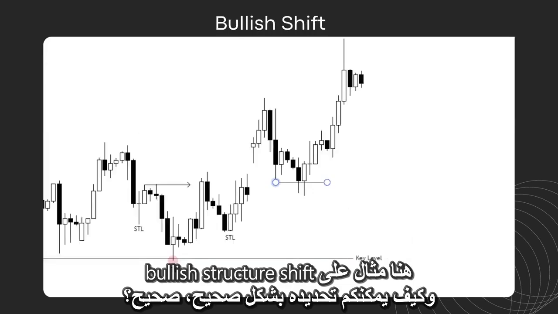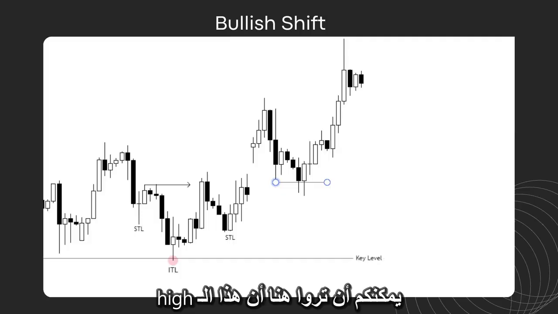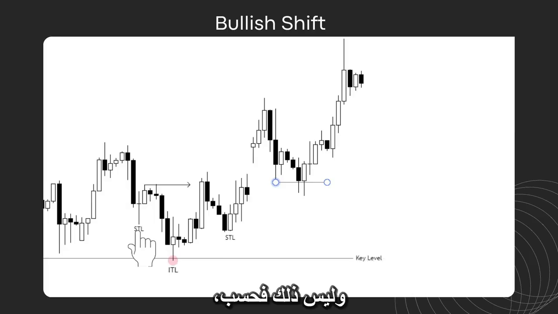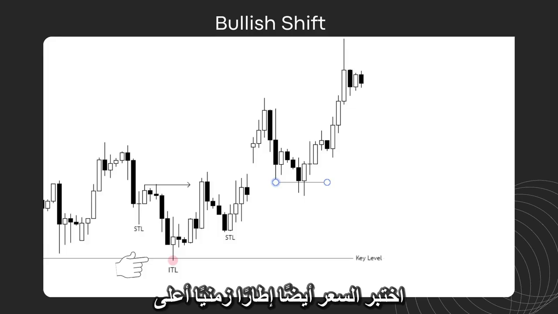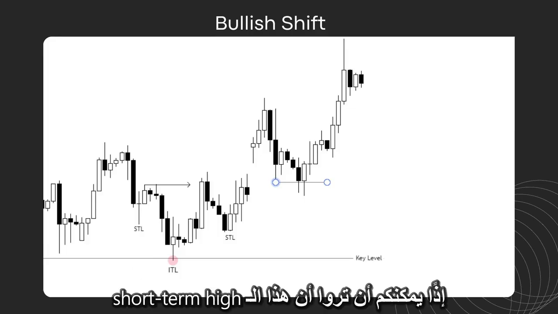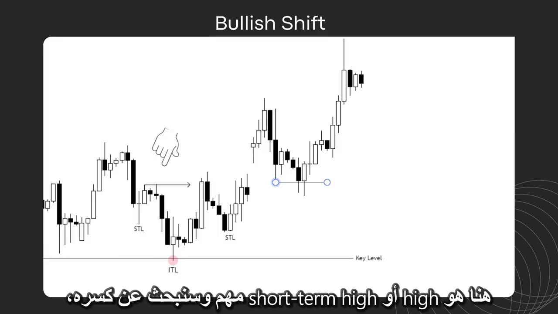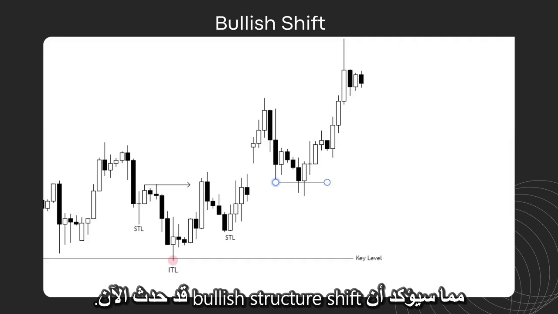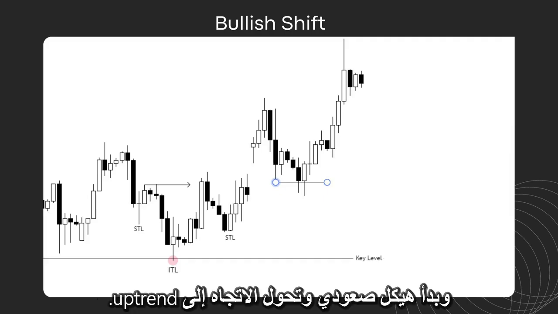Here is an example of a bullish structure shift and how you can correctly identify it, right? You can see right here that this short-term high led to price taking out this short-term low, and not only that, but with this swing, price also tested a higher time frame key level. So you can see that this short-term high right here is a significant high, and we would look for it to be broken, which will confirm that a bullish structure shift has occurred, a bullish structure has started, and the trend has shifted to an uptrend, right?